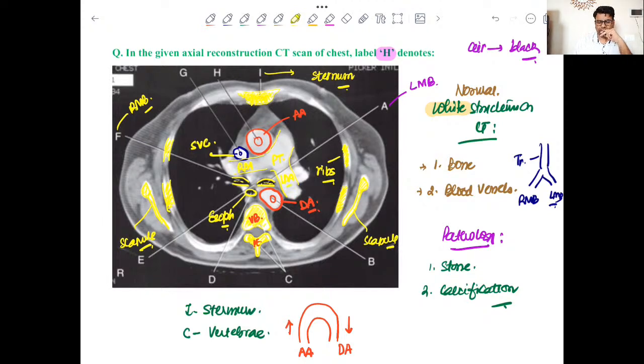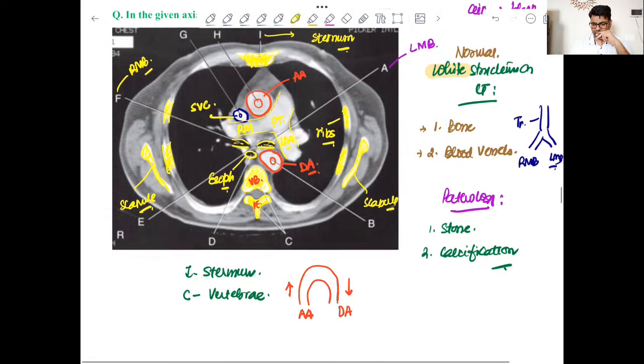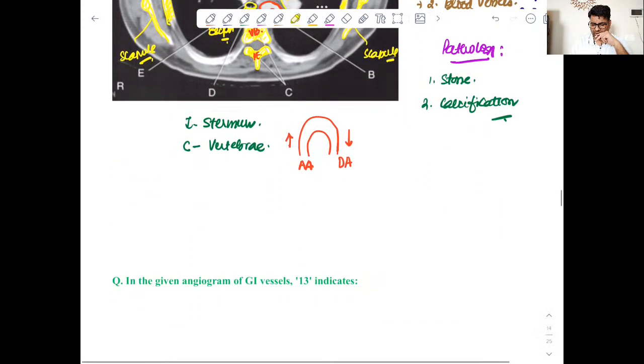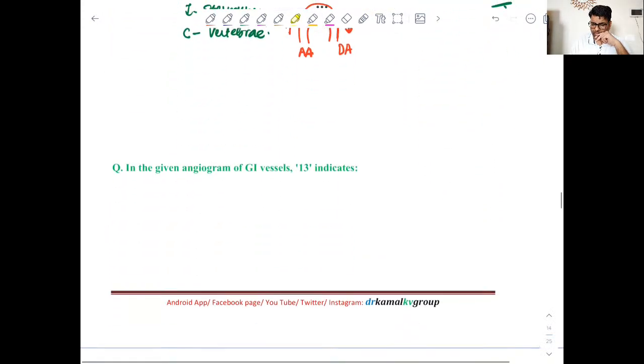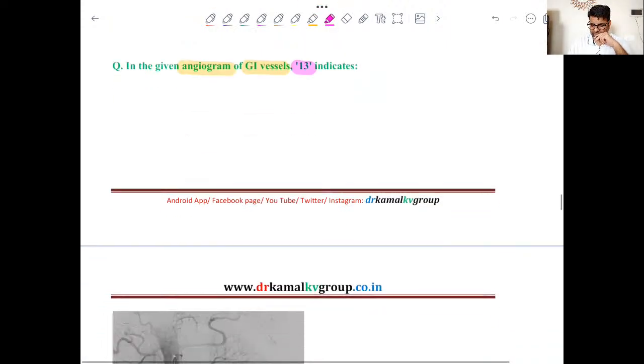Okay, so this is the transverse section of the thorax, and again it is a very important question, and most of the time we have a question based on this thing, right? So this is the thing. Now one very interesting question, and this is about angiography of the gastrointestinal vessels, and we have to identify what actually the label 13 is.